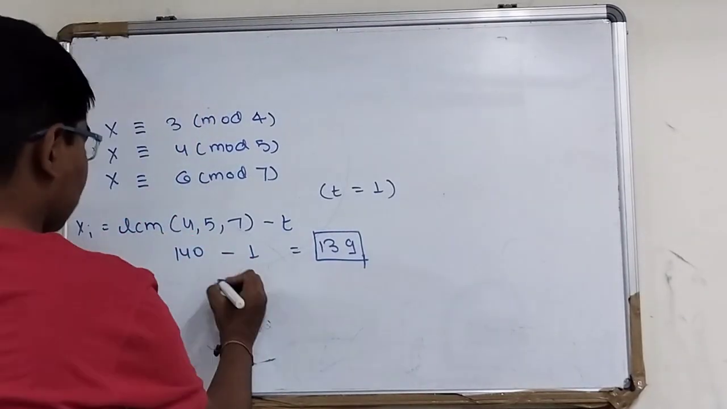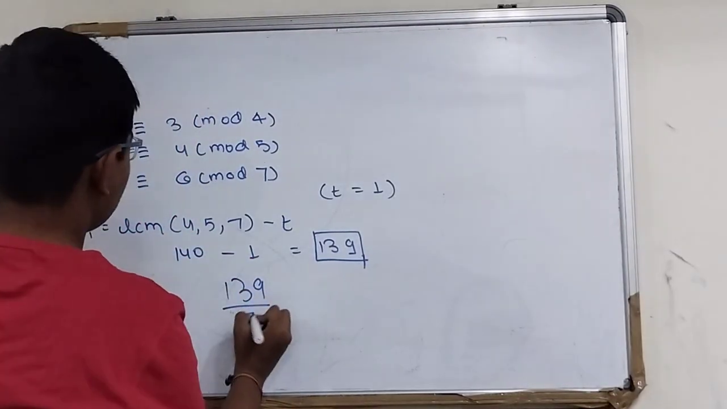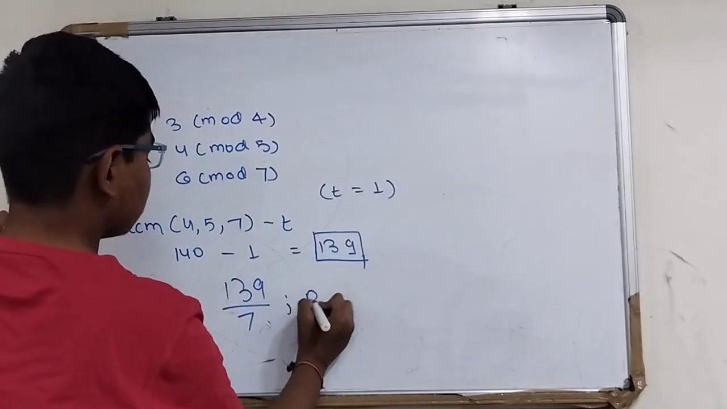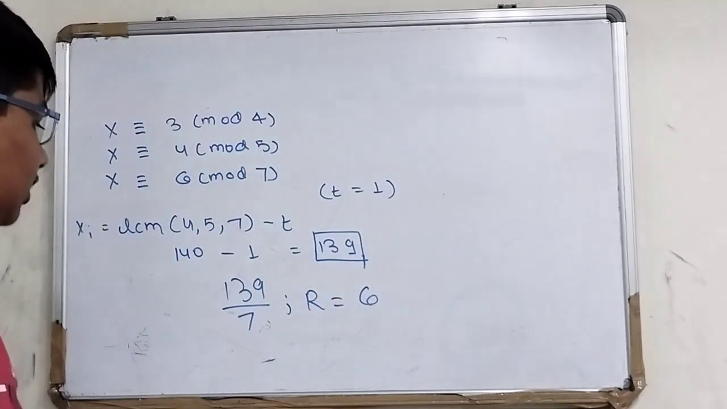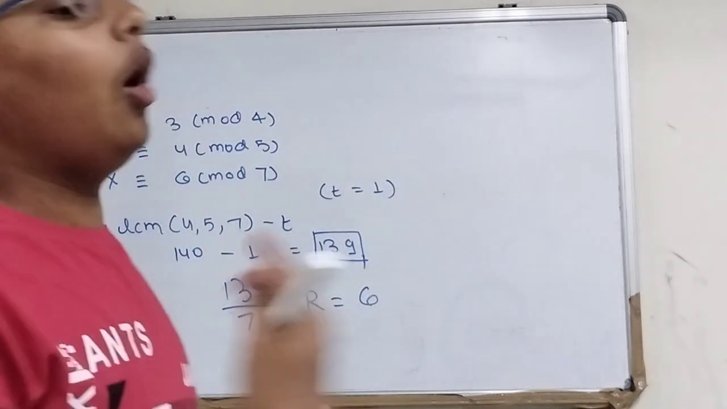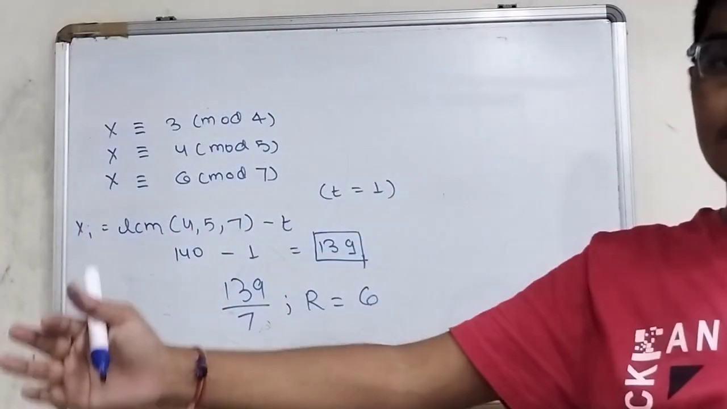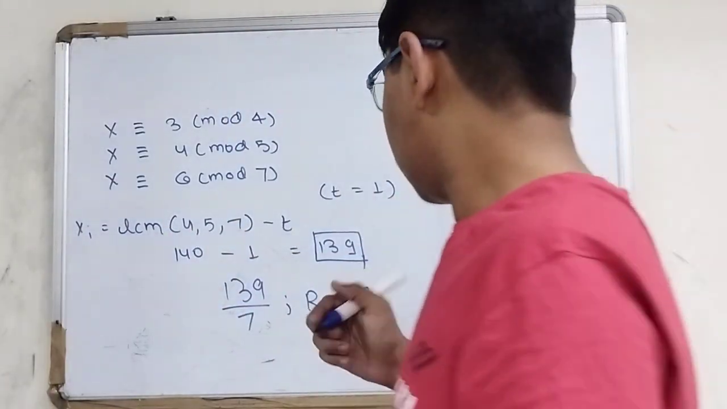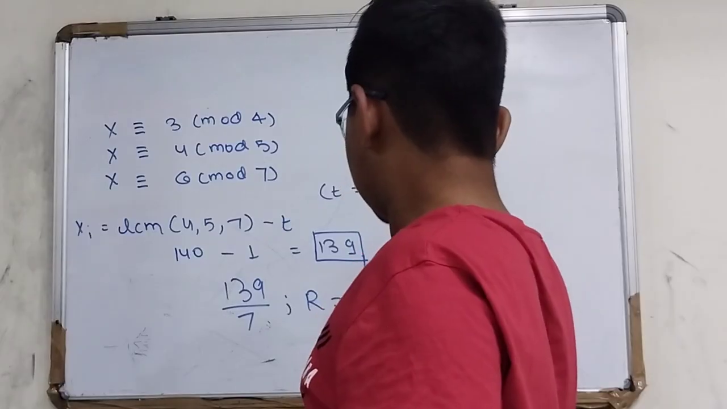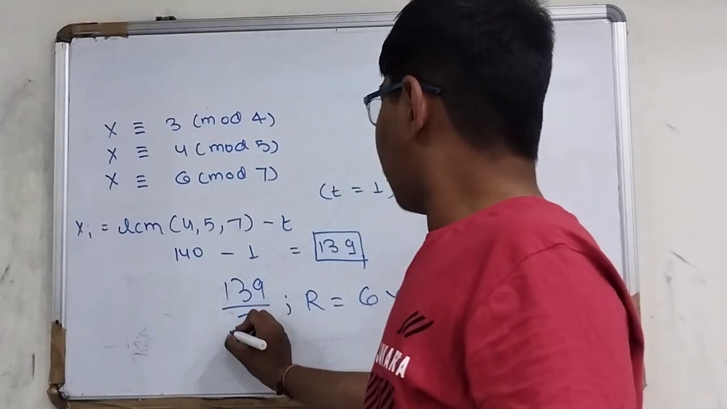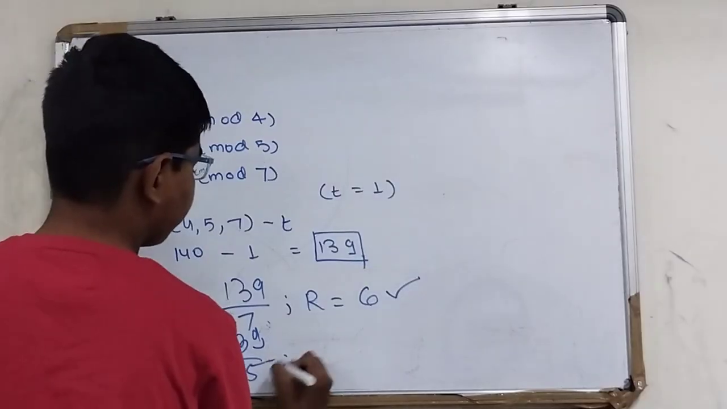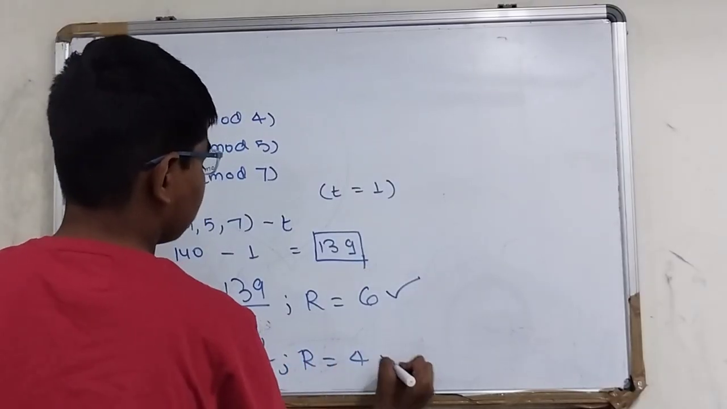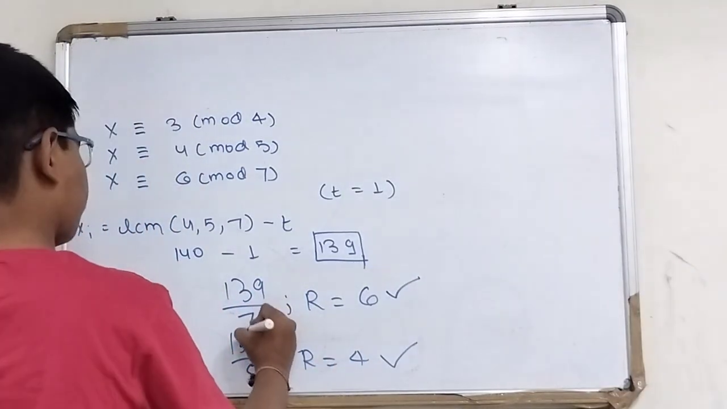Now if we take 139 divided by 7, what is the remainder? Okay, 6. How? 133 is divisible by 7. 19 times 7 is 133. So this is satisfying. And then if you divide it by 5, it leaves a remainder of 4, because 135 is divisible by 5.